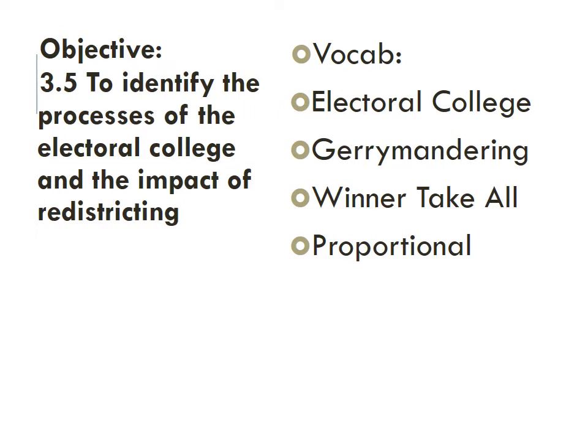So tonight we're going to identify the processes of the Electoral College, and we're going to understand the impact of redistricting, or what we refer to as gerrymandering. You guys should already be familiar with that term because we talked about it earlier on in Unit 2A. This is a winner-take-all system that we have in the United States for most of the states. There are a couple that are proportional representation as well, so you'll understand what those two terms mean.